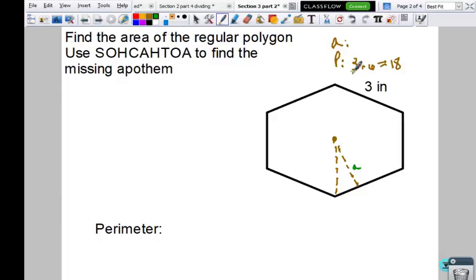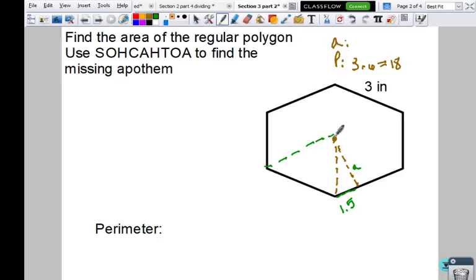So if each side is 3, right? Remember, your apothem goes to the middle. If the whole thing is 3, this side right here is 1.5 because it's halfway, it's in the middle, right? Well, I'm going to use that to help me find A. So we're going to use SOHCAHTOA, just like we did a little while ago, but I need an angle, right? I'm going to draw another radius in here.